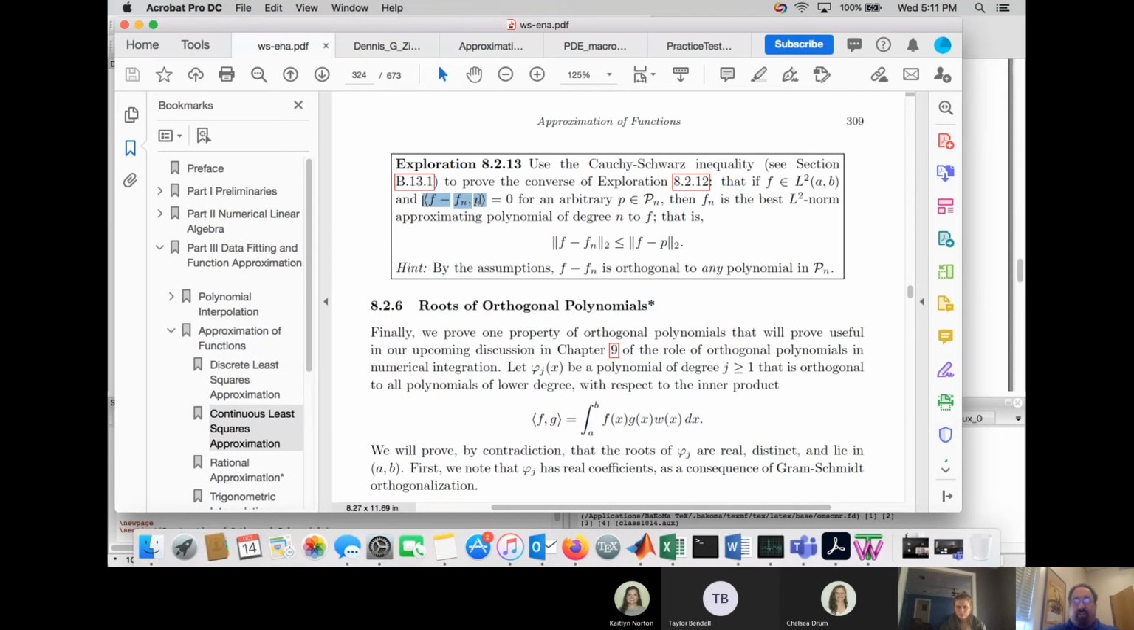Here, you're assuming that this is 0 for any polynomial of degree n, and you want to show that this is true. So if you use the approach taken to show that the piecewise linear spline is the flattest function, like the manipulations that I did there with inner products, you can use those here too, to show that this square is equal to this squared plus something positive. And then you take advantage of this. And note the hint I gave here. F minus fn is orthogonal to any polynomial in Pn.